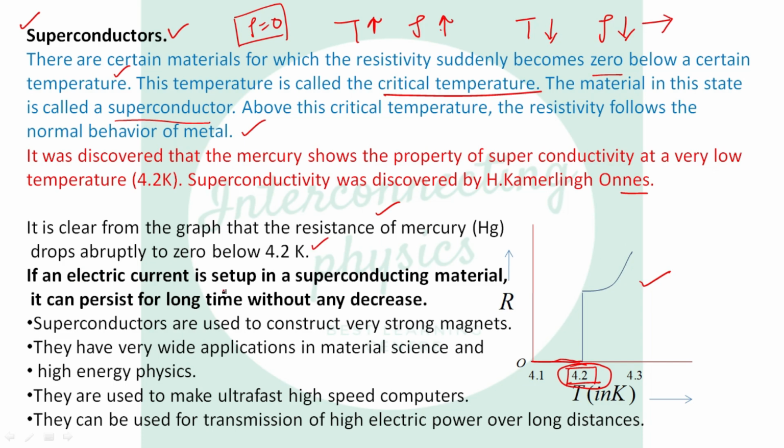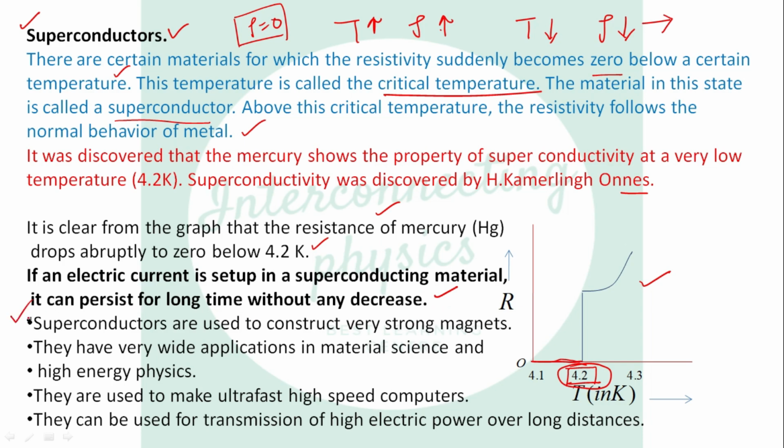If an electric current is set up in superconducting material, it can persist for long time without any decrease. That means if any electric current is set up in any superconducting material, because there is no resistance, there is no loss, so that current will persist for a long time without any decrease.